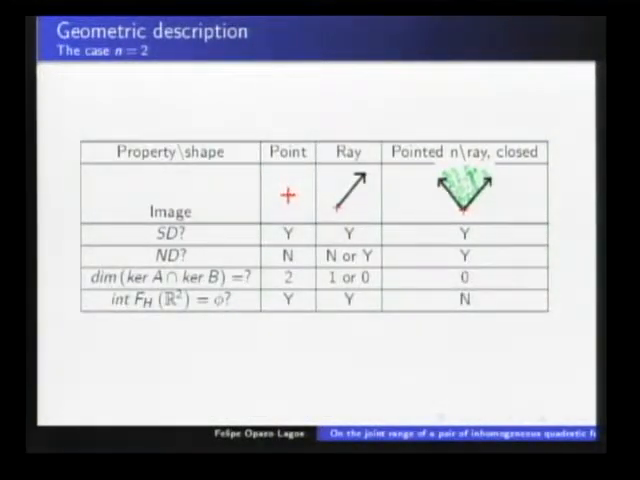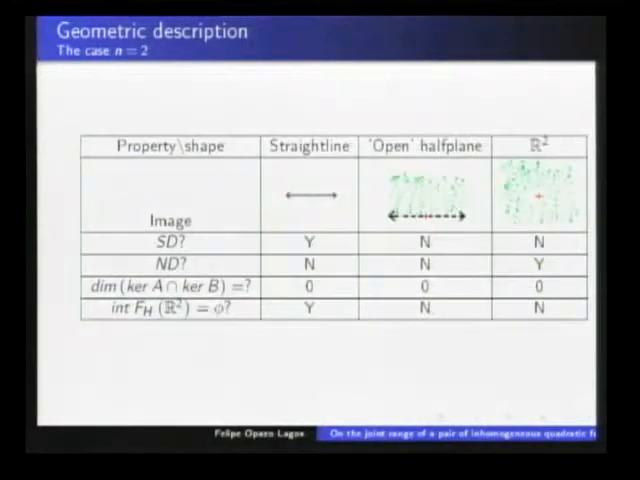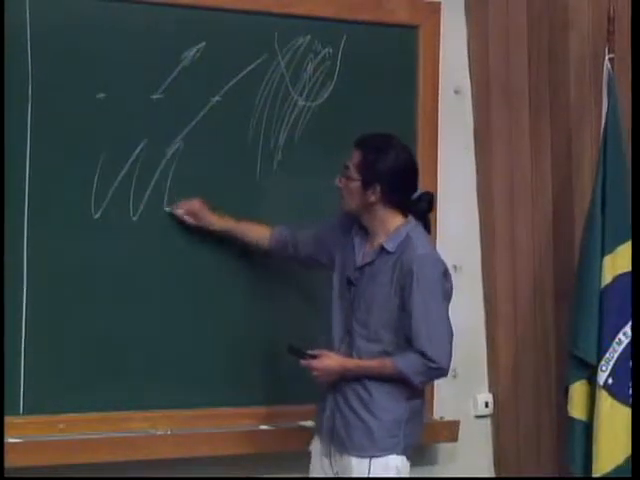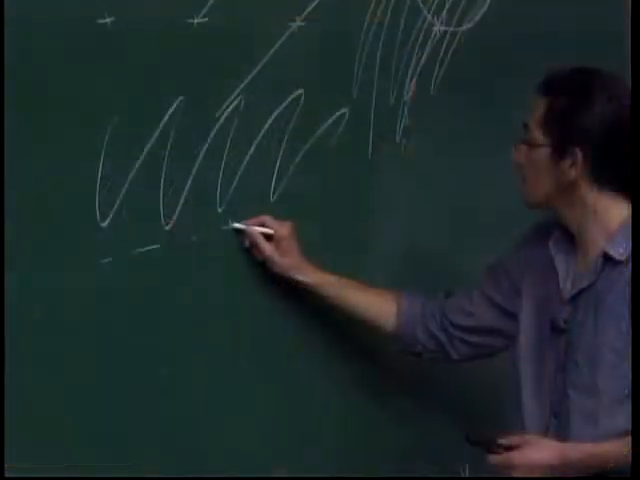This drawing will look like a drawing by a 5-year-old kid. We look at all the possible images. Okay, a point, a ray, a pointed closed cone which is not a ray, because that was analyzed. A straight line, an open half plane, which means an open half plane with the origin added, okay? And the whole R^n, the whole plane.